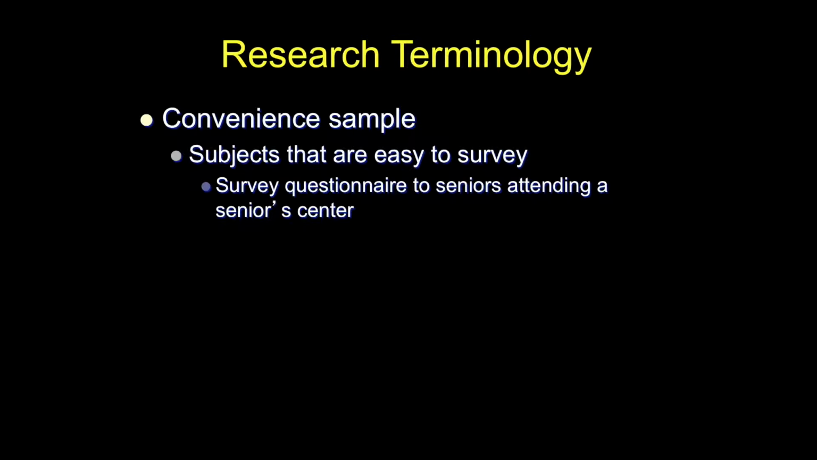Along the lines of sampling populations, there are a few different ways you can do this. One is by use of a convenience sample, and you essentially recruit subjects that are easy to survey. So maybe you walk into a nursing home and you have a questionnaire that's geared towards seniors. Well, that's a convenient sample because they're in a nursing home and you've got a bunch of seniors living there, so you can get that information quite easily.